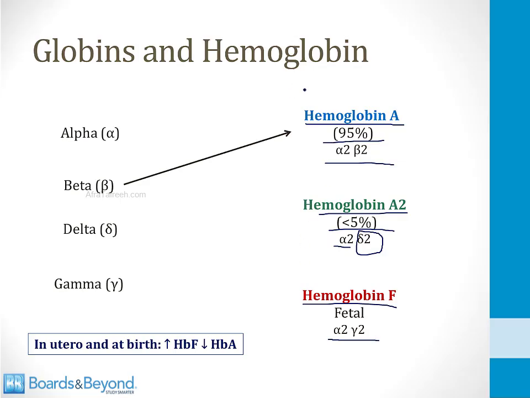So the beta chains are only found in hemoglobin A, and this is where all the problems are going to result in patients who have sickle cell anemia. In addition, be aware that when patients are in utero and at birth, they have lots of hemoglobin F around.